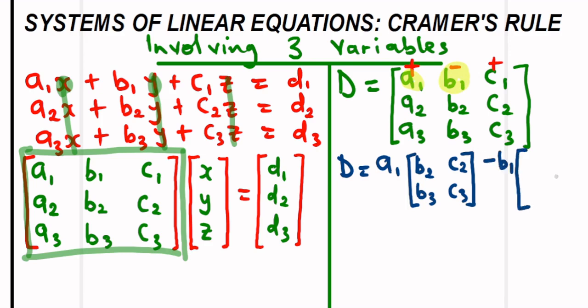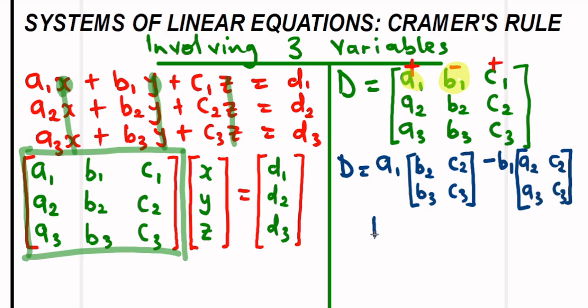So now bringing out the matrix we are going to be working with. For minus B1, we have to remove the row and column associated with minus B1. So this is the row associated with B1 and this is the column associated with B1. So the values we have left are A2, A3, and then C2, C3. So let's write that: A2, C2, A3, C3.